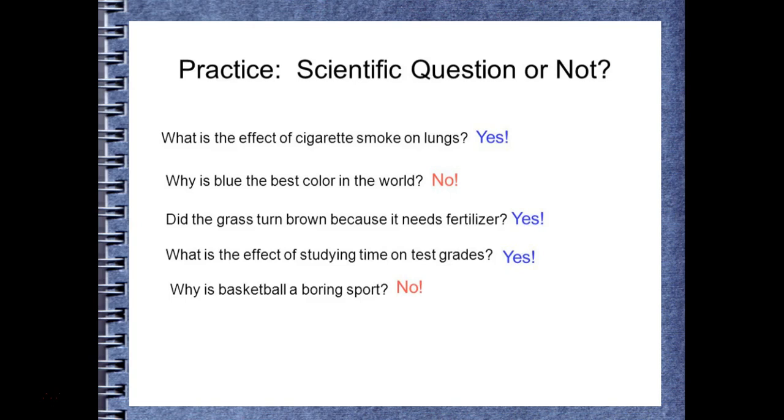Did the grass turn brown because it needs fertilizer? We could answer that. We could give the brown grass fertilizer, and if it turns green again, fertilizer was what it needed. What is the effect of studying time on test grades? Well, we could test that out. We could do an experiment. We could say, okay, well, this time you're going to study for 10 minutes and then take the test. This time you're going to study for 20 minutes and then take the test and see how increasing the time affects the test grade. So that is an observable, measurable thing.